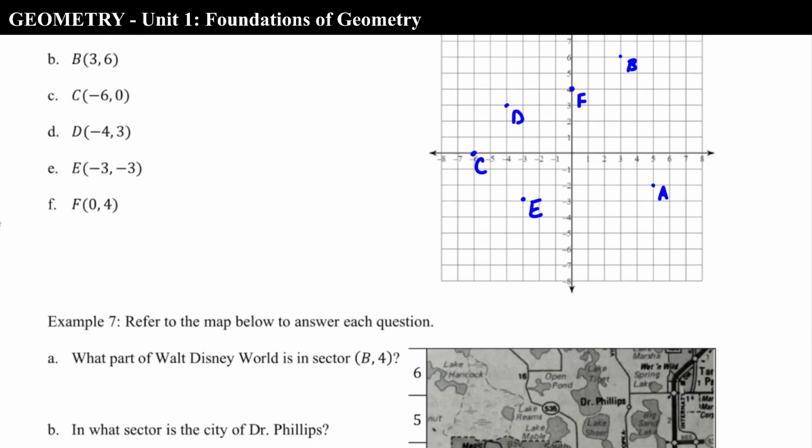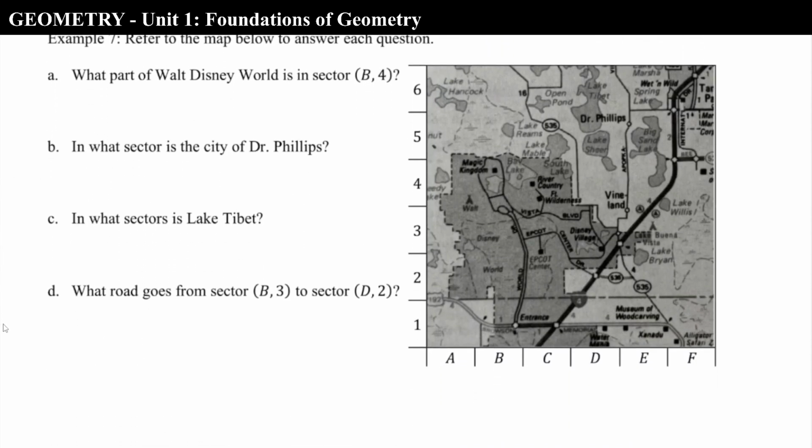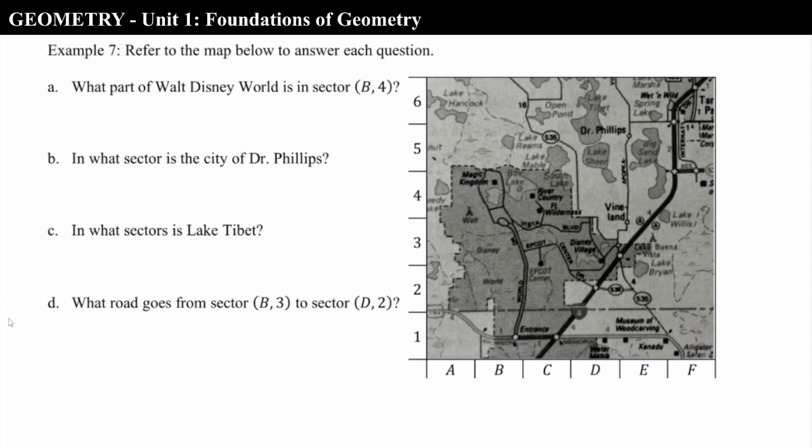All right, one last example. If you've ever used an old road map, you probably noticed that there are numbers on one side of the map and letters on the other. This is to help us find where things are on the map. So for A, what part of Walt Disney World is in sector B4? Well, let's go to B4. Here's B, here's 4, and we find that the Magic Kingdom is the part of Disney World that is in that sector.